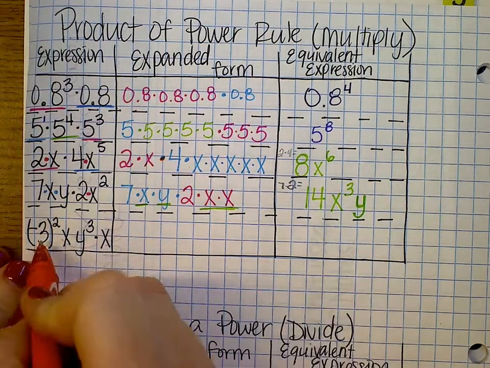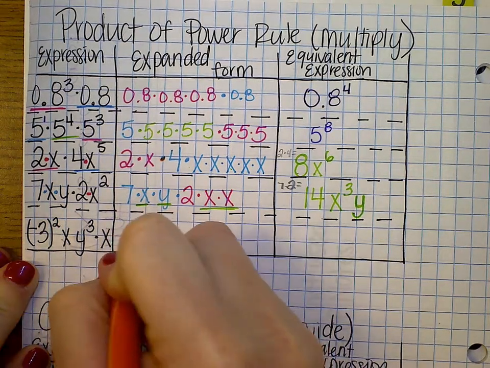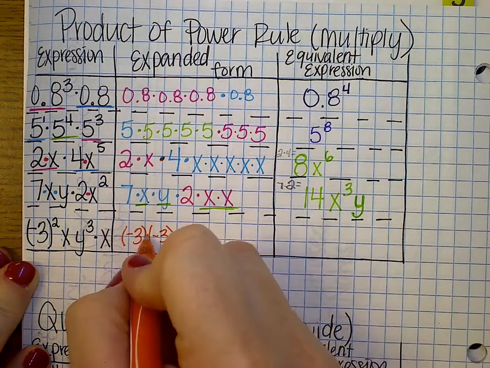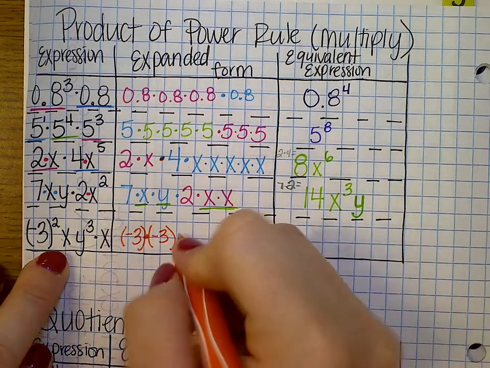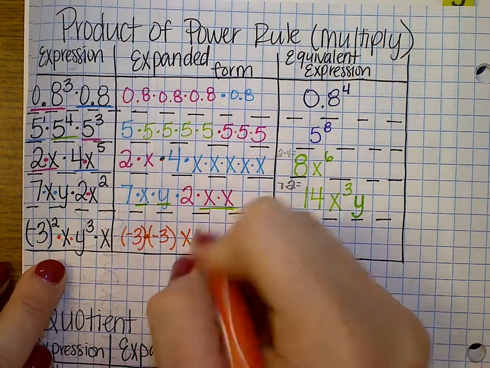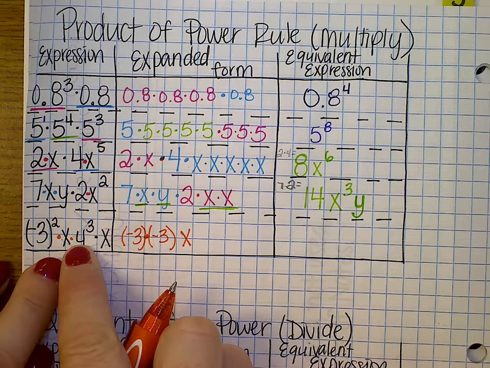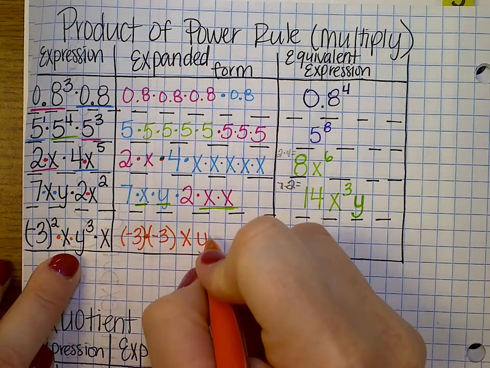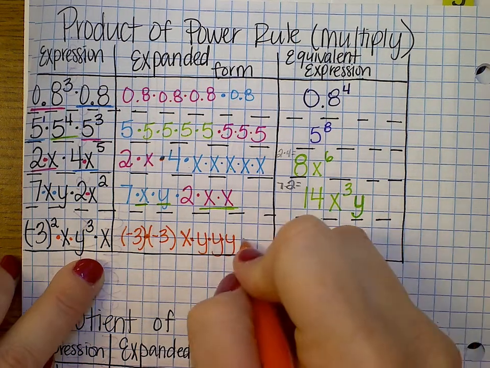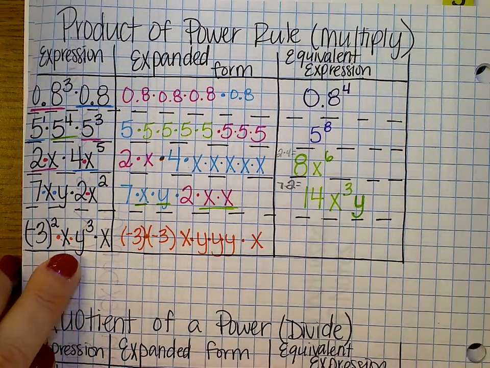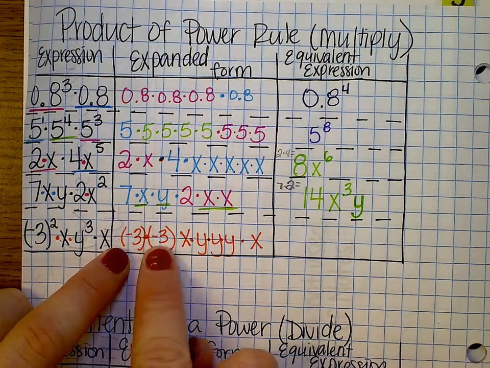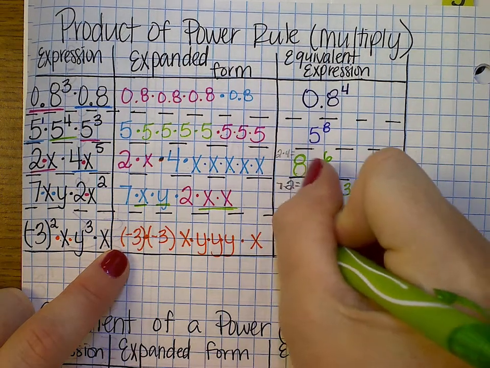Okay. Now we have -3 squared, so I'm going to write -3 times -3. Then I have x, and the cube was just with the y, so I would write y, y, y. And then I have times 1x. Okay, look at the numbers first. So there's still just 2 -3's.